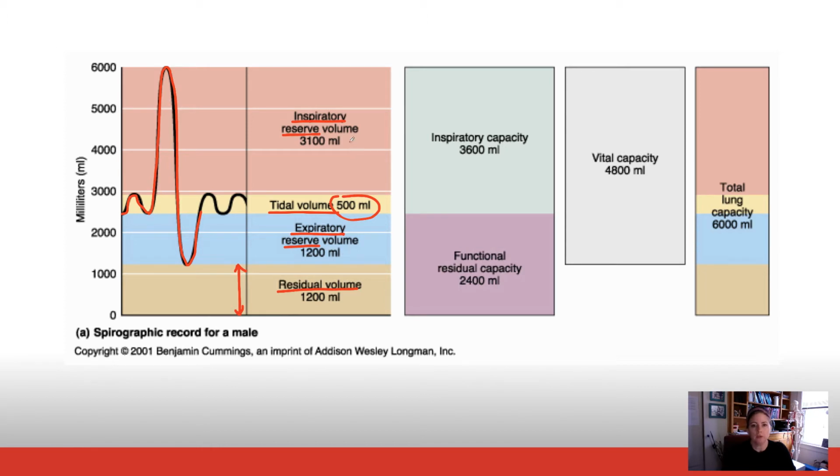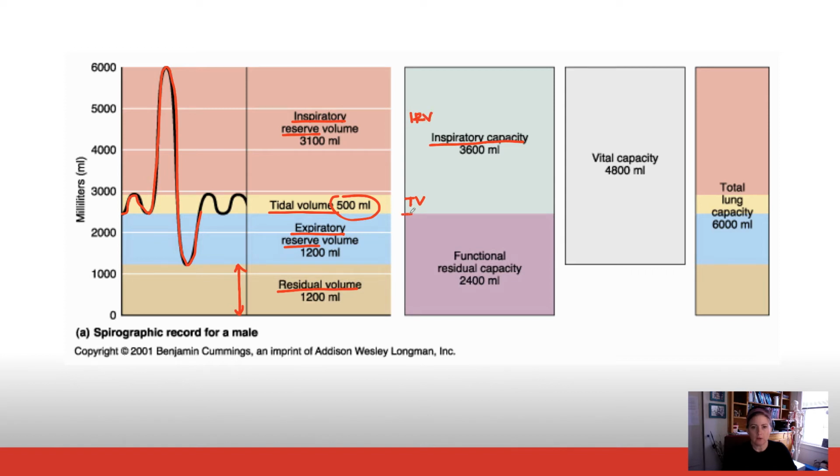Okay, so then we can take these four volumes, which are really important, and we can combine them to create capacities. Capacities are made of multiple volumes that we can add together. So here's our inspiratory capacity, and that makes sense because it's basically how much air can we inspire in total. We can find inspiratory capacity by taking our tidal volume here and adding it to our inspiratory reserve volume.